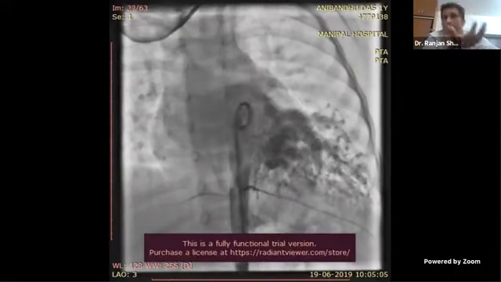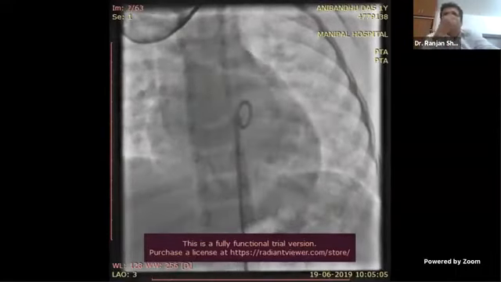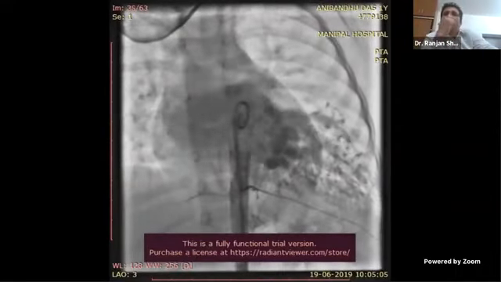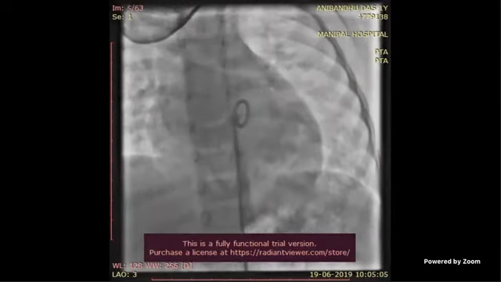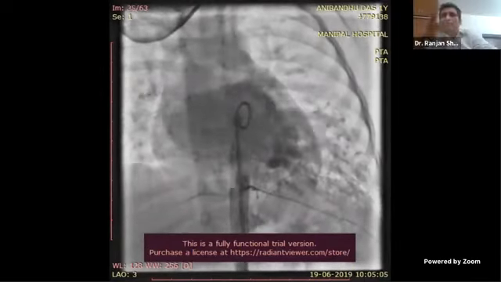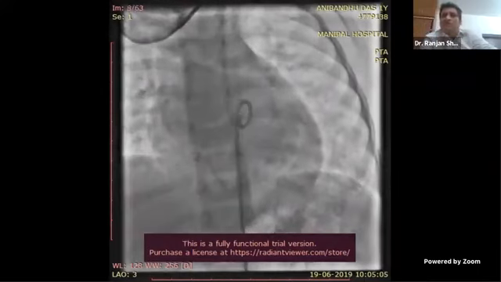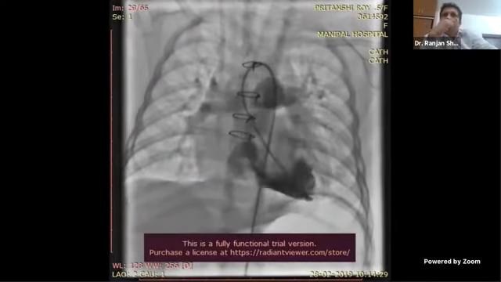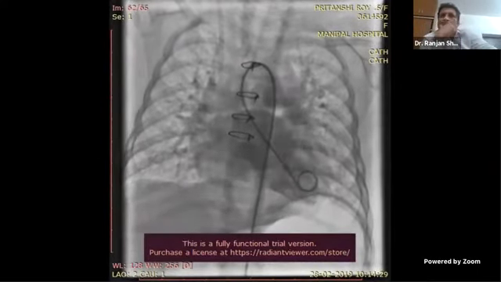So it's behaving like a PDA, but the connection is not to the pulmonary artery, but to the pulmonary vein. So that is unusual again. We device closed this and the patient was in failure. Okay. Next one.